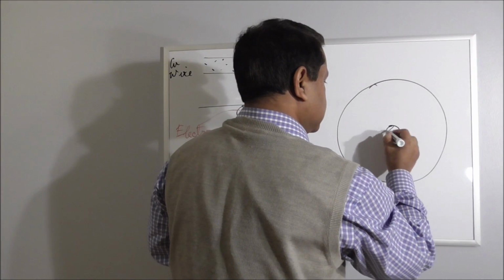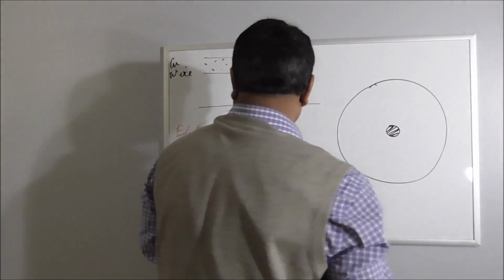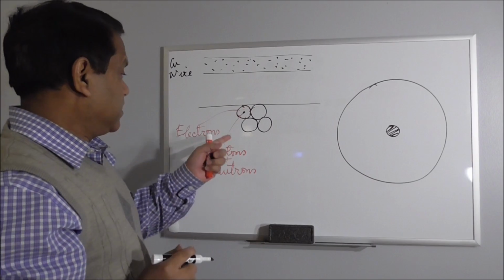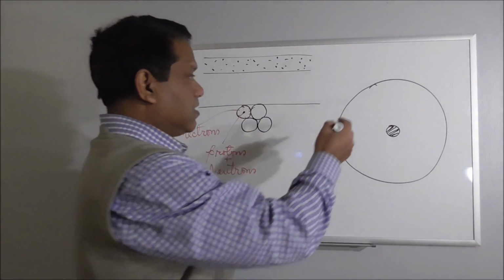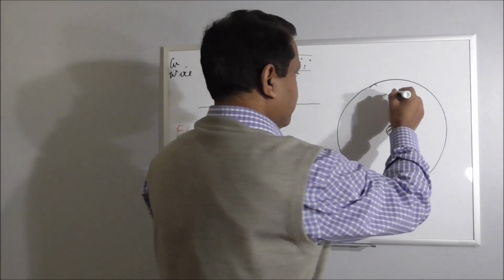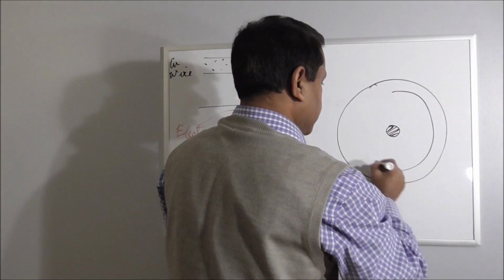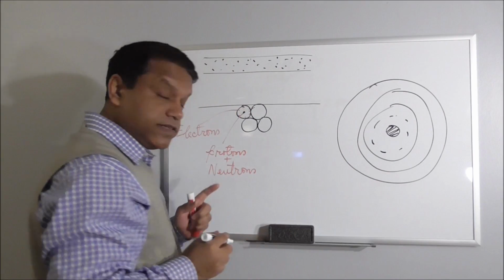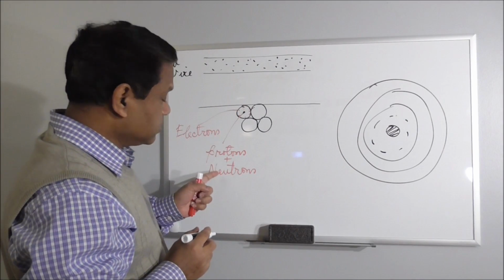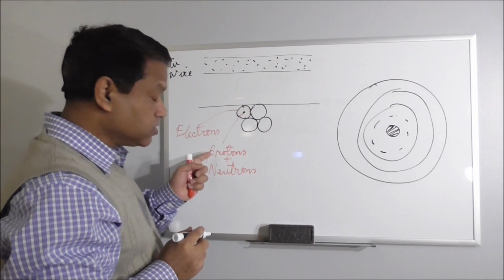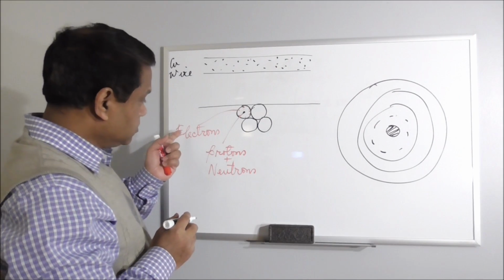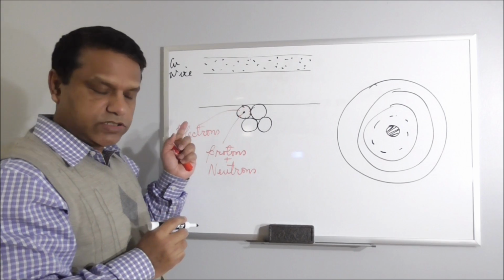This is the nucleus. It has protons and neutrons, and the outside electrons are rotating in different orbits like this. I didn't mention neutrons have no charge, but protons actually have charge, and electrons also have charge.